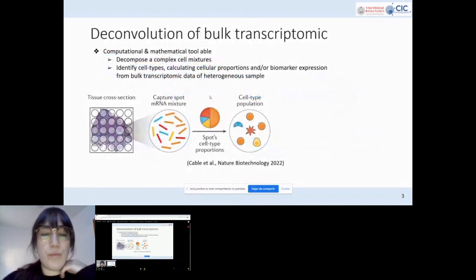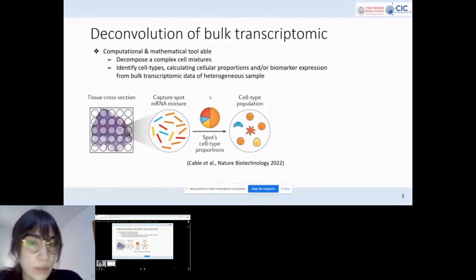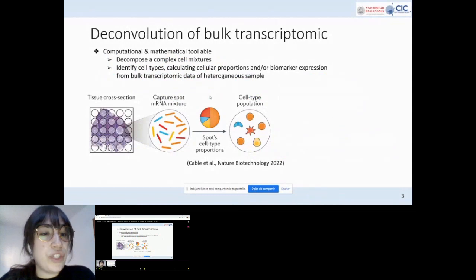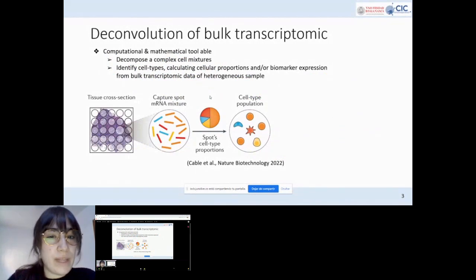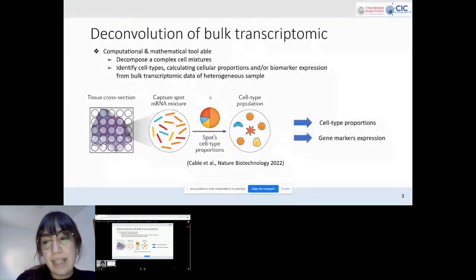In our work, we propose the deconvolution of bulk transcriptomic data to analyze the cell composition. It is a computational and mathematical tool able to decompose a complex cell mixture and identify cell types, calculating cell type proportions and/or biomarkers expression from bulk transcriptomic profiles of heterogeneous samples.